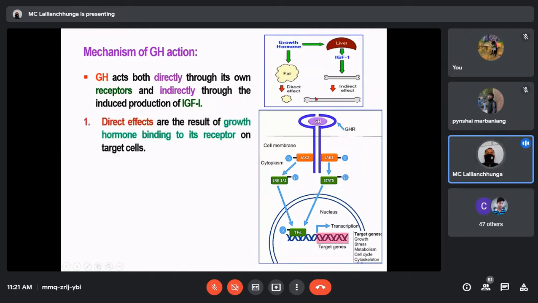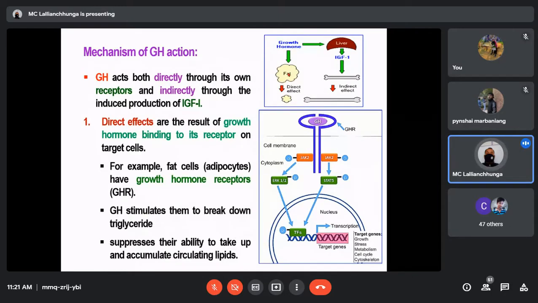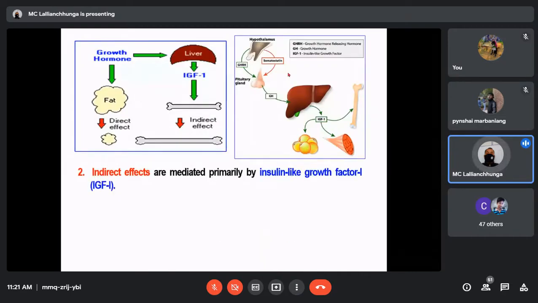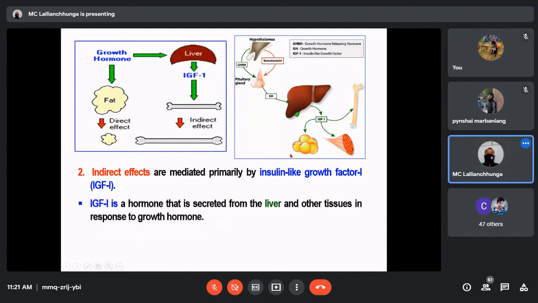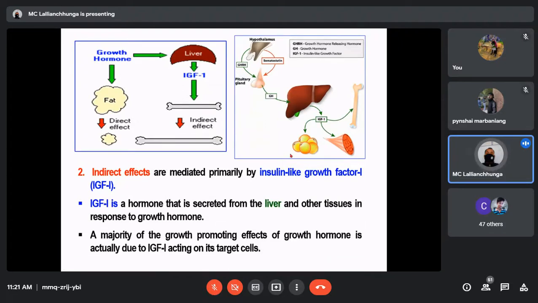Direct effects are the result of growth hormone binding to its receptors on the target cells, this one, on the adipocyte. I'll not repeat here. I've already told you. For the indirect effect, as you can see, growth hormone acts on the liver, which causes production of IGF-1. And this IGF-1, as you can see, has so many functions. So I'll not repeat all this.